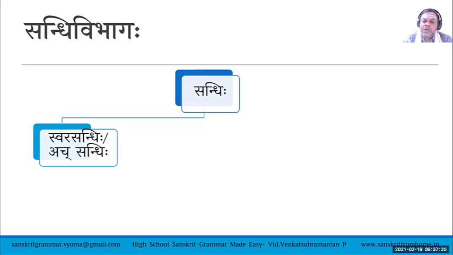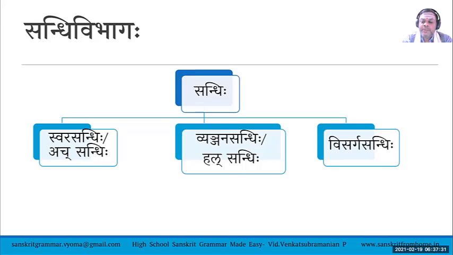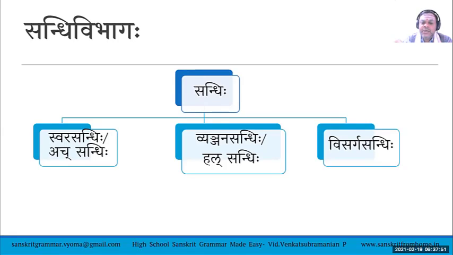The change that happens to the swara is swara sandhi. The change that happens to the vyanjana sound is the vyanjana sandhi. The change that happens to the visarga sound is visarga sandhi. Simple, very, very simple classification. Now, what are the types of changes that can happen, sir? Adesha, agama, lopa. So, swara sandhi is the change happening to the swaras. Vyanjana sandhi is the change happening to the vyanjana sounds. Visarga sandhi is the change happening in the visarga sound.